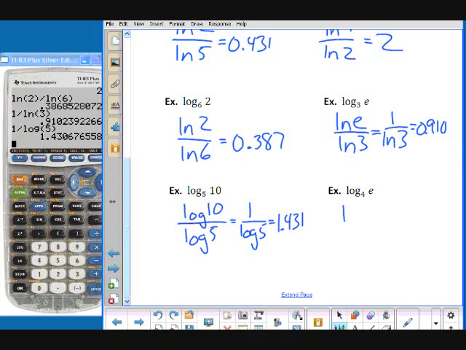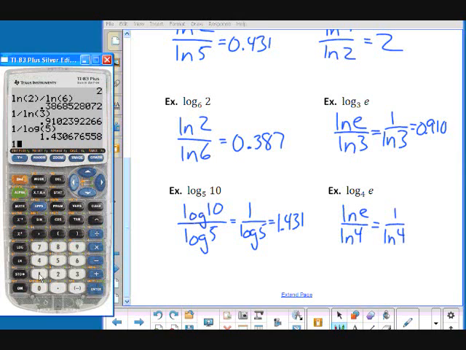And once again, you don't need to use the common log there. You could have used the natural log. I'm going to go back to my natural log again. E over the natural log of 4. So that's 1 over the natural log of 4. And I just plug it in. 1 divided by the natural log of 4.